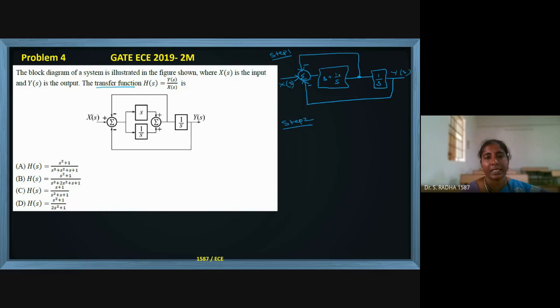Okay, so this complete block is G. H equals 1 because the feedback doesn't have any blocks here. So G by 1 plus GH, where G is present and H is 1. If you simplify, make the LCM and simplify. S square plus 1 divided by S in the numerator. Denominator is 1 plus (S square plus 1) by S. Make the LCM further and cancel whatever is possible. This is the final thing.